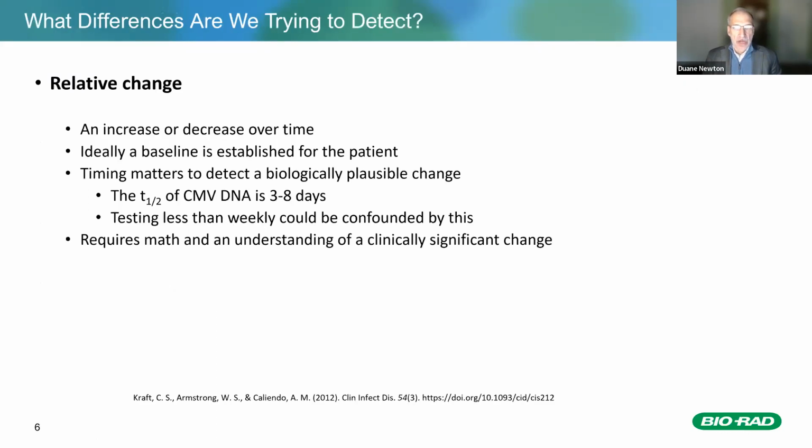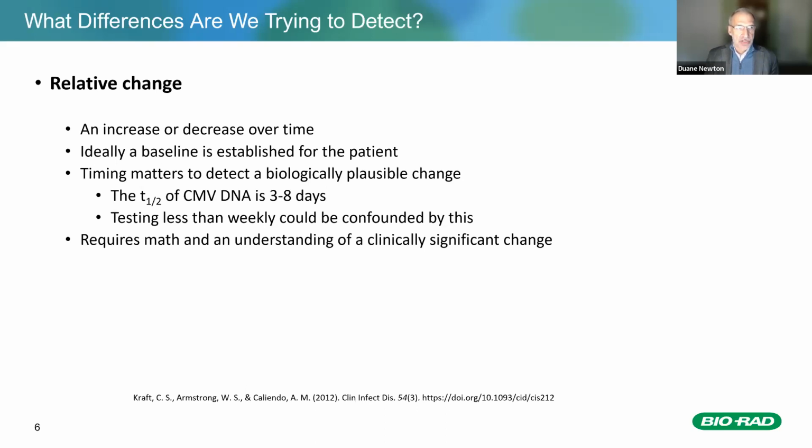And when we perform our tests, these are, as you know, quantitative tests, but we need to determine what kind of change is happening and whether that change is clinically appropriate and significant. And one way to do this is by looking at patient values over time and looking for relative and relevant changes that occur in their viral loads. The frequency of that testing really depends on how quickly the virus is cleared under normal conditions. So as an example, in the case of CMV, that's about 3 to 8 days. So testing any sooner than that could falsely indicate persistence.